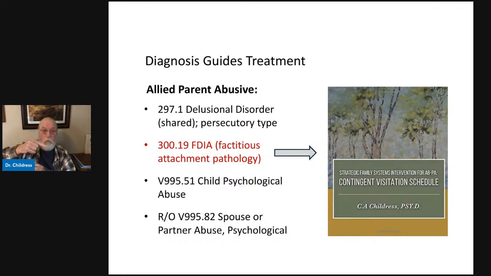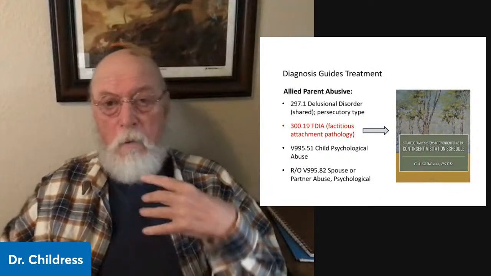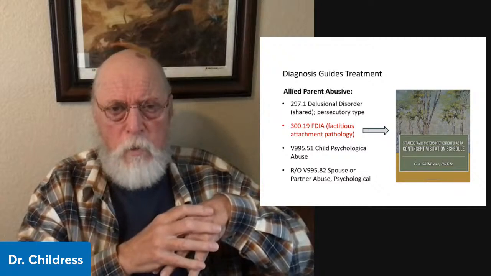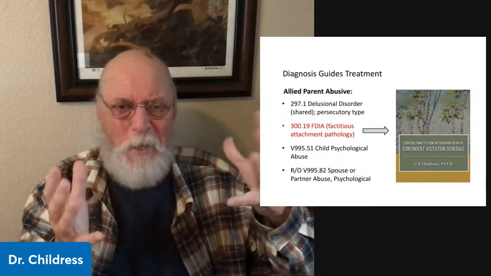Now, that is for the treatment, the contingent visitation of a factitious attachment pathology imposed on the child. Because when the child says, oh, the targeted parent is abusing me during the contingent visitation schedule, we're going to say, no, they're not. We've assessed it's normal range.